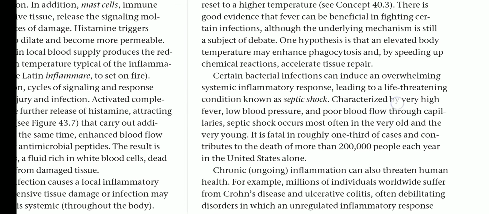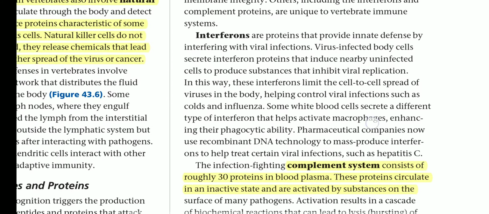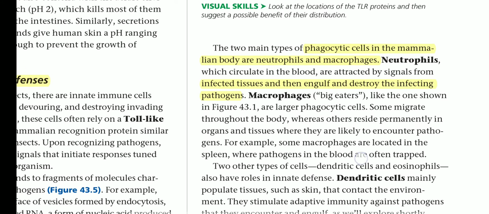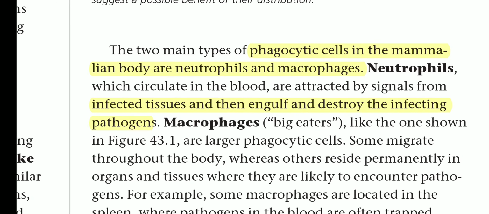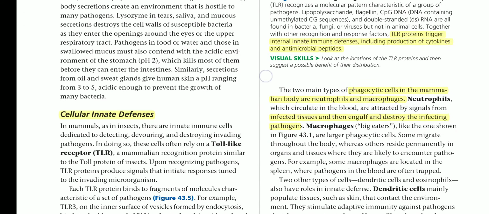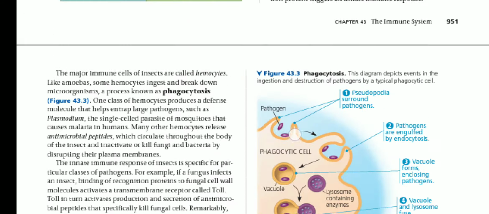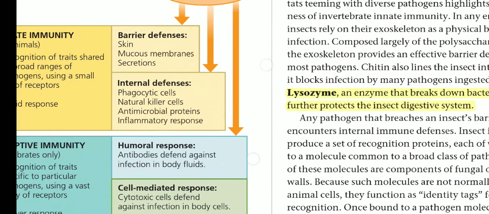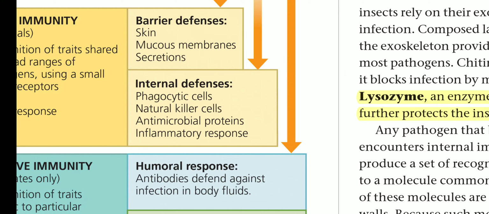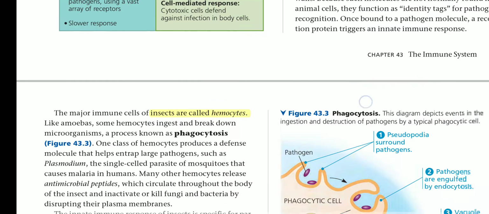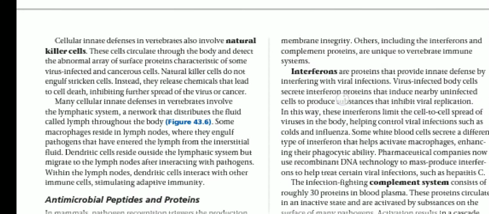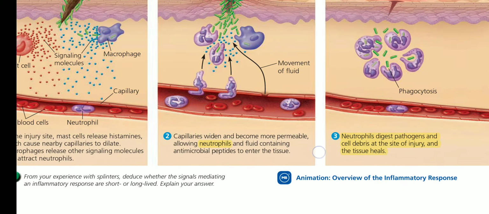So this is your thing. I have shown here that the two main types of phagocytic cells in the mammalian body are the neutrophil and macrophage. They are the primary innate immune system. I'm focusing on these two terms because this is the most important type of question asked during your interview: the phagocytic cells, the natural killer cells, neutrophils, etc.